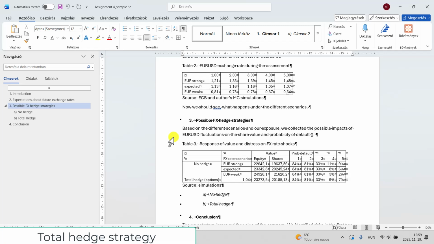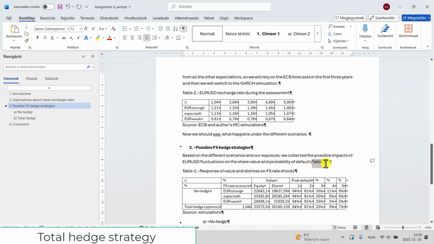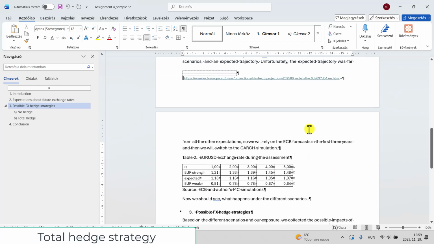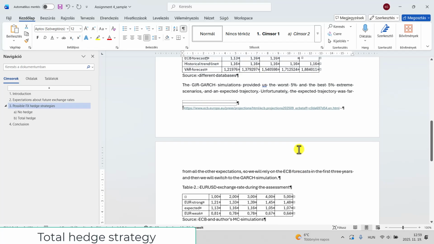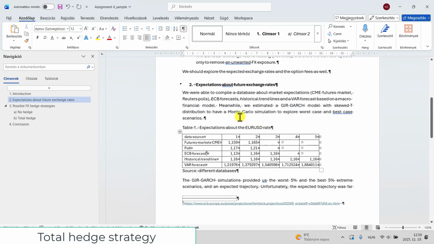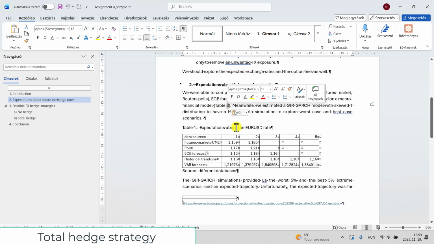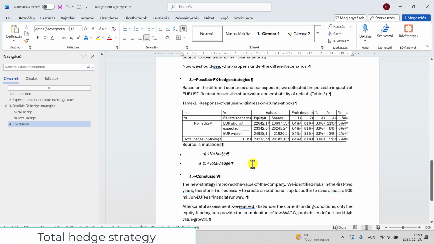And of course, since we have the tables located in the text, we also have to refer to them within the text. So this is table 3. We are doing it nicely. Table 2. And also table 1. So we're nicely saying that all these tables are referenced and so on.